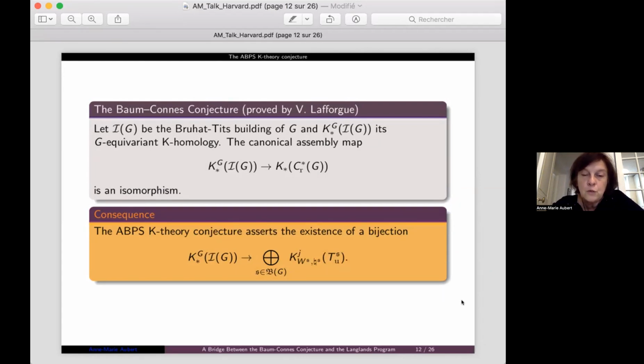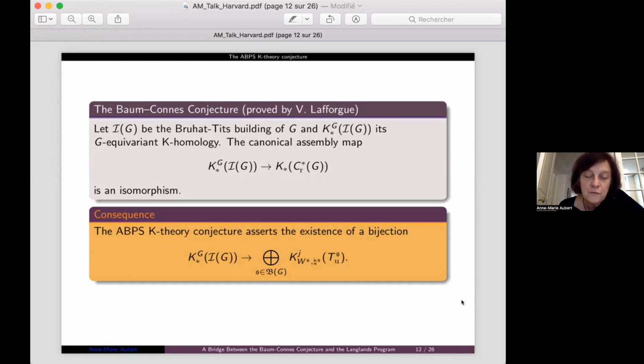So the Baum-Connes conjecture, which was proved in a more general situation by Vincent Lafforgue, is that the canonical assembly map from the K-homology of the Bruhat-Tits building with values in the K-theory of the C-star algebra of G is an isomorphism. So it's a very important and interesting result and conjecture, because the two objects are of very different nature. On the right, you have the K-theory of a C-star algebra, which is kind of an analytic object. And on the left, something which is more geometric or related to operator algebra or homotopy. And I will not explain what the assembly map is, because it would be too long and we do not need it, but it's a map which is related to index theory.